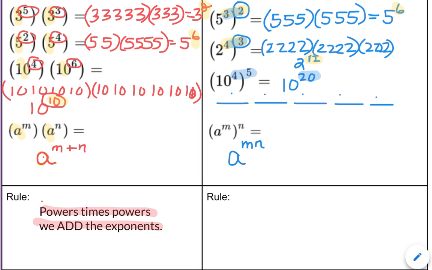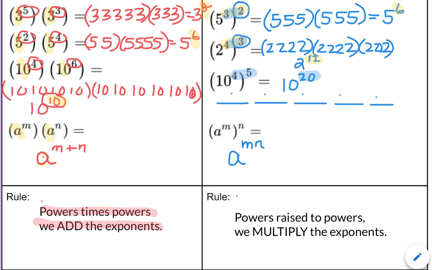Powers times powers, from the previous column, powers times powers, we add the exponents. This rule is powers raised to powers, we multiply the exponents. So look at the structure of those two different situations. In one, we have two separate things being multiplied together. Here we've got the same thing raised to another power. So powers times powers, we add those exponents. Powers raised to powers, we multiply the exponents.